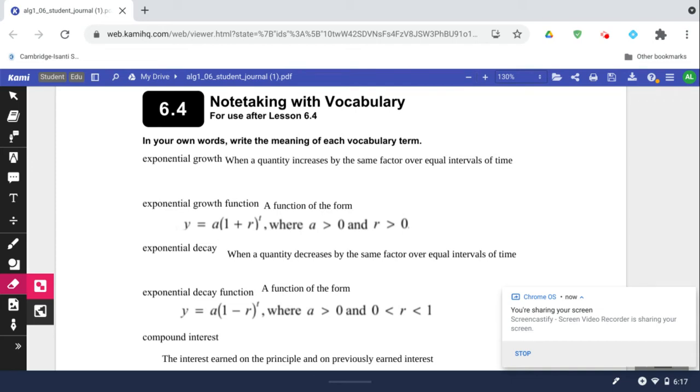Hello, everyone. So today we are going to get into 6.4. It's the very last section in Chapter 6 that we're going to do. We actually ended up cutting out a lot of Chapter 6. We kind of boiled it down to the absolute bare bones that you need to know.